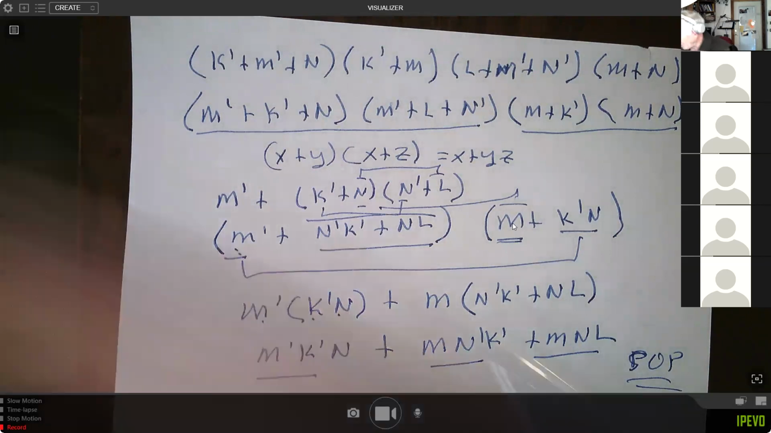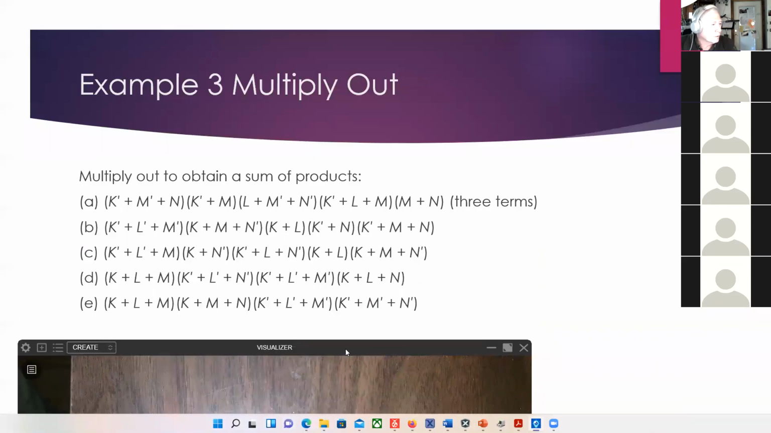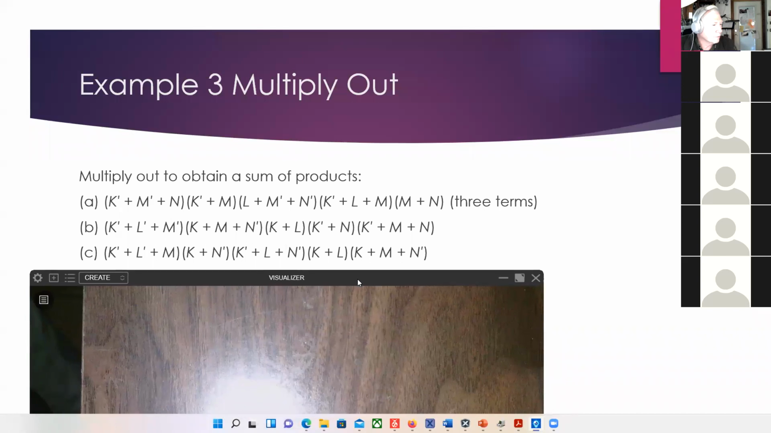All right. Let's see how we're doing on time. Let me do one more quickly. So if we move this down, let's look at this one. They kind of all look the same, don't they? K prime plus L prime plus M, K plus N prime, K prime plus L plus N prime, and K plus L, and K plus M plus N prime.